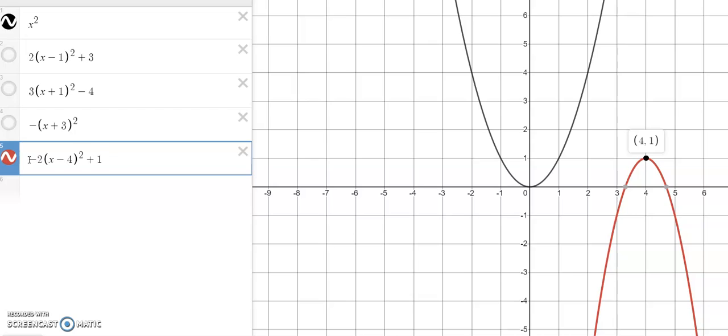The negative tells us it's facing down, and the 2 tells us it's a little bit more narrow than our original graph. Okay, so that's putting all the transformations together. So now when you look at a quadratic function in this form, you should be able to have an idea of what it's going to look like without having to plot points or graph anything specific.